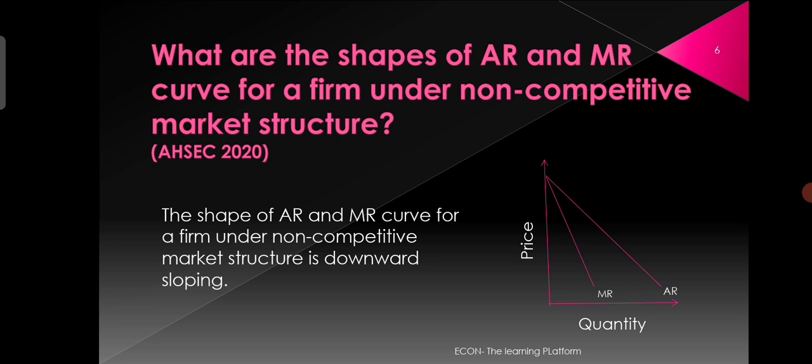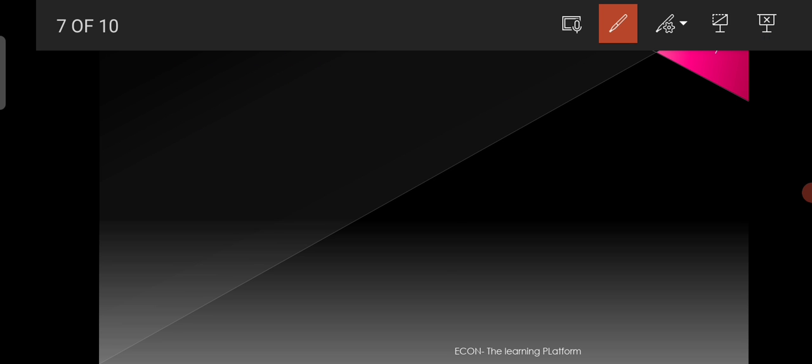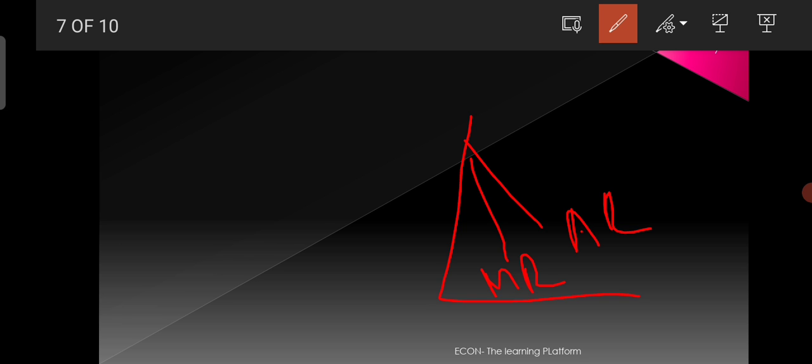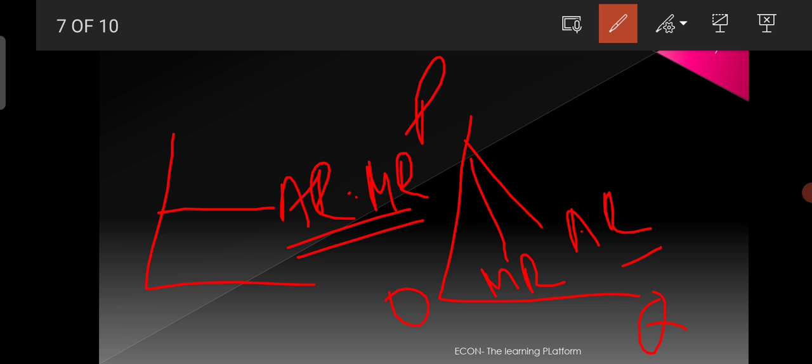Both curves are downward sloping, and one thing to always remember: this is the AR curve and this is the MR curve. MR curve always lies below the AR curve. Now under perfect competition, as we know, AR and MR are equal. Here price is fixed, but in non-competitive market structure, prices are changing. So here AR and MR are downward sloping, and always remember MR curve lies below the AR curve. Move to the next question.